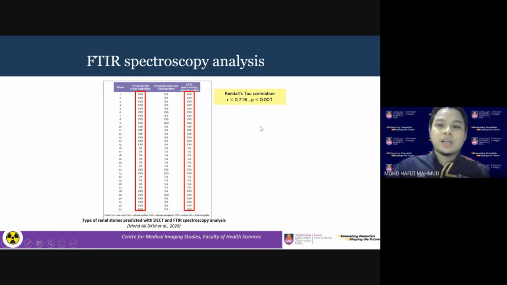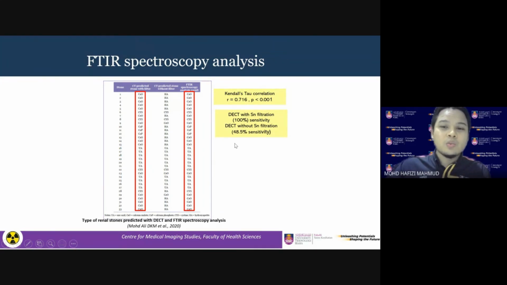Then we apply the Kendall tau correlation to correlate between the CT and FTIR, and we find a good and significant correlation with an R value of 0.716. So this shows that dual energy with thin filtration has 100% sensitivity.